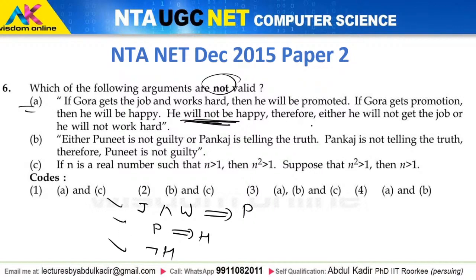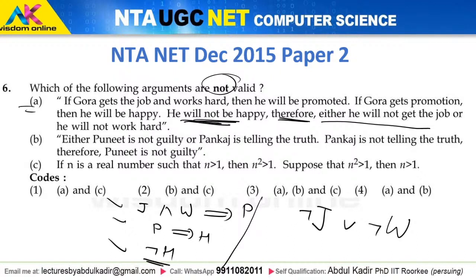Finally, this is the conclusion. Remember, the conclusion is always preceded by the English word "therefore". This word "therefore" is saying that the remaining statement is the conclusion. So these are the hypotheses. Now what is our conclusion? Our conclusion is either he will not get the job or he will not work hard. This is our conclusion. So very easily you can check.